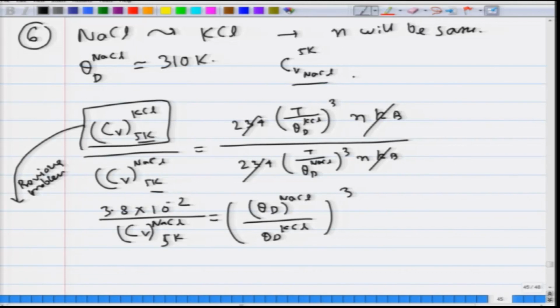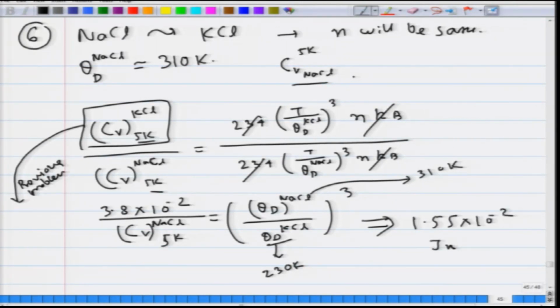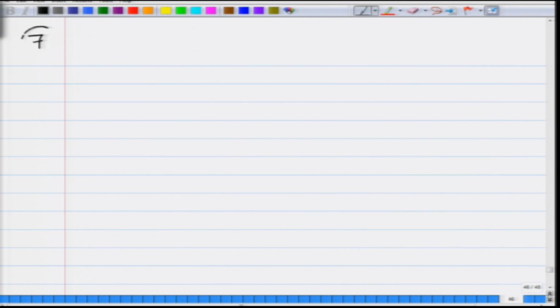for NaCl. So simply putting in the values, theta D of NaCl is given as 310 Kelvin and theta D of KCl is also given from the previous problem as 230 Kelvin. By calculating, just put the values in the calculator and we will get 1.55 times 10 to the power minus 2 joule mole inverse Kelvin inverse. This is option D. Moving to the next question, question number 7.